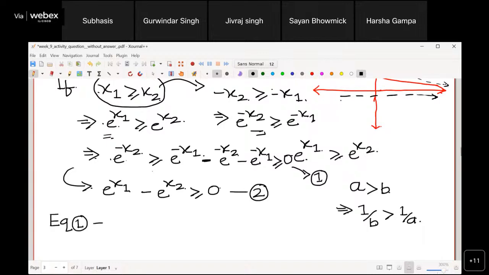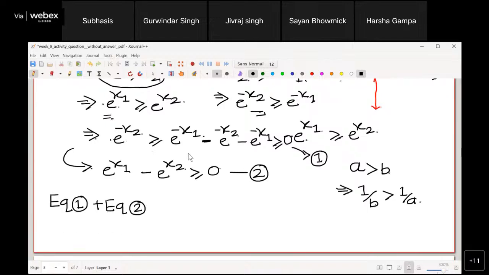Equation 1 plus equation 2, right? So if I add these two things, what will I get? I'll get e power x1 minus e power x2 plus e power minus x1 minus e power minus x2, which is greater than or equal to 0, right? Yeah, correct.